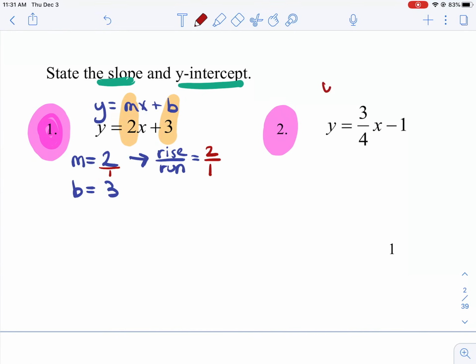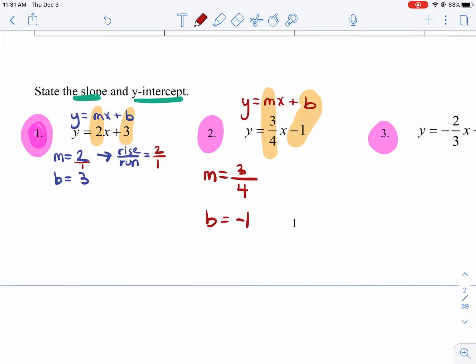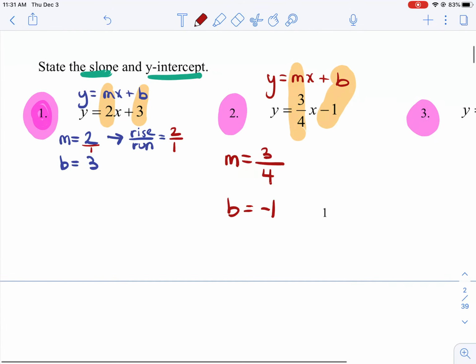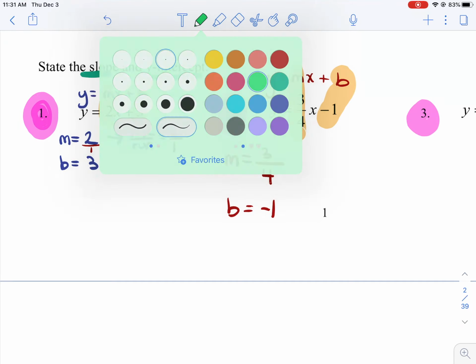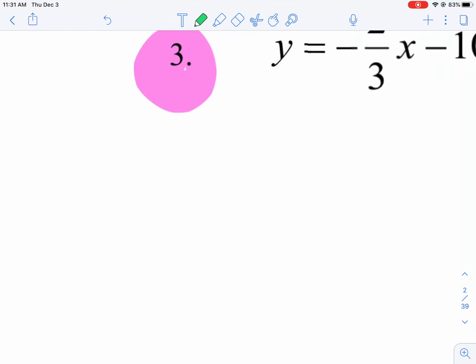Let's try this. Y equals mx plus b. We're going to do the same thing. I'm going to look for my m and look for my b. Now I do see I have a negative sign here for my b value, and that's okay. It means we're going to be starting at -1 when we graph something. And what's our rise over run here? Well, we're going to rise 3, meaning we're moving up 3. We're going to go to the right 4. So just to start to think about graphing it, because that's our lesson for tomorrow.